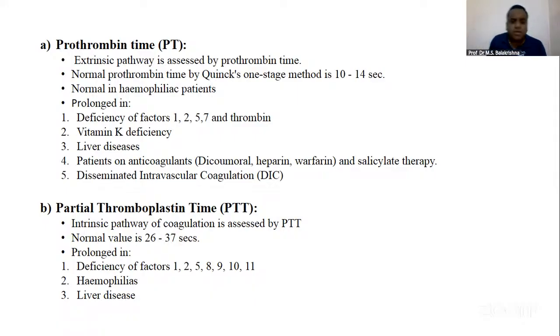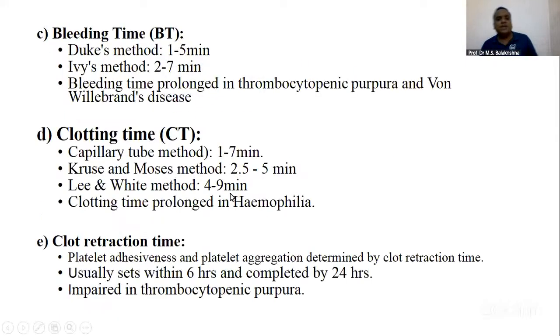So you have to learn all those things step by step, not in one single day. Everything cannot be read at once, but because I am condensing this class, I am going at a faster rate. You cannot go at this rate. So learn slowly, and it's an easy chapter. That's why I am fast. Bleeding time is 1 to 5 minutes by Duke's method, 2 to 7 minutes by Ivy's method, and clotting time is again by the capillary method. These are all things you have studied for your viva in first BDS. Just revise these things again.